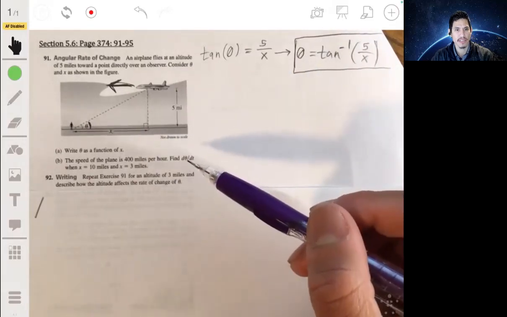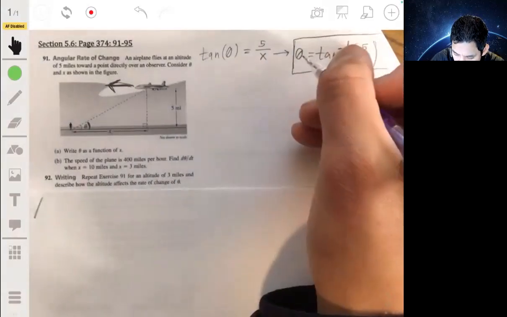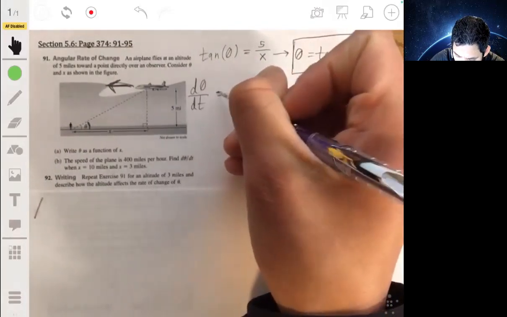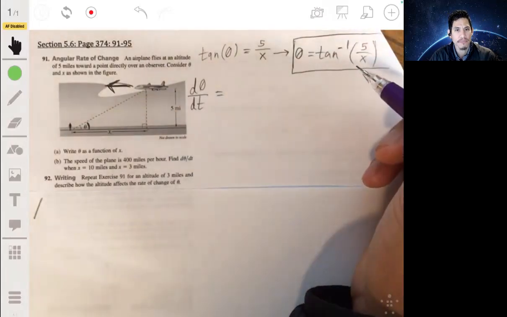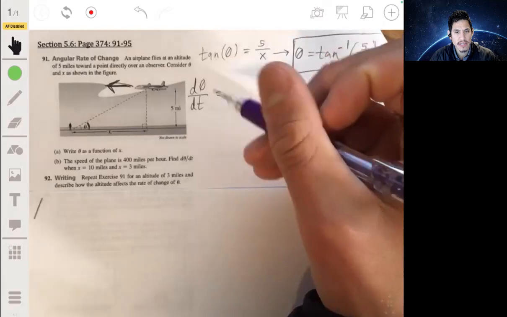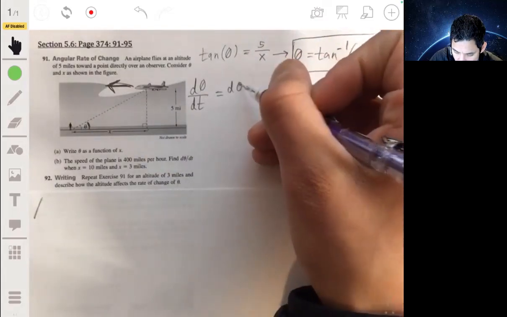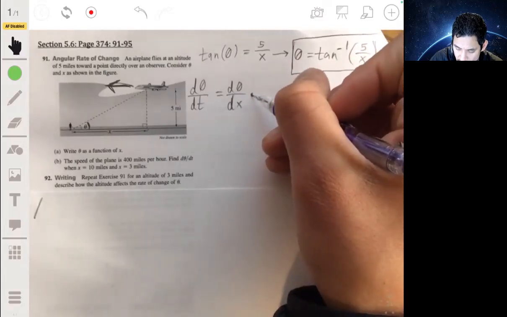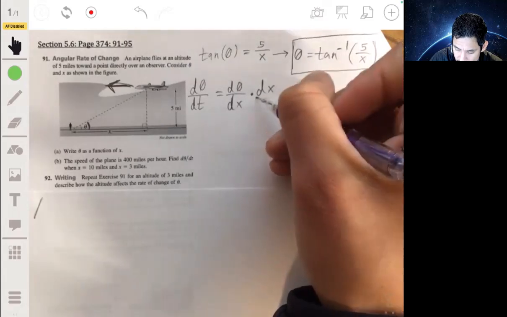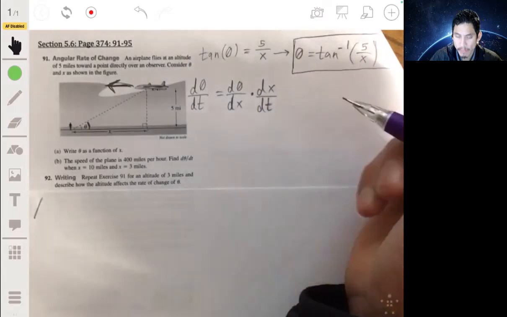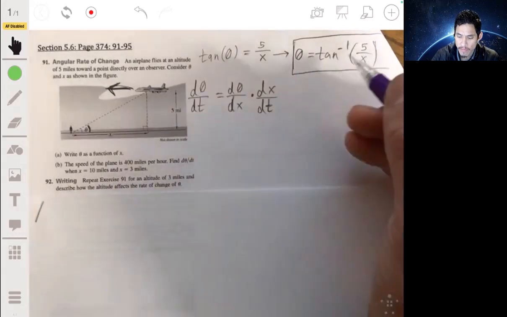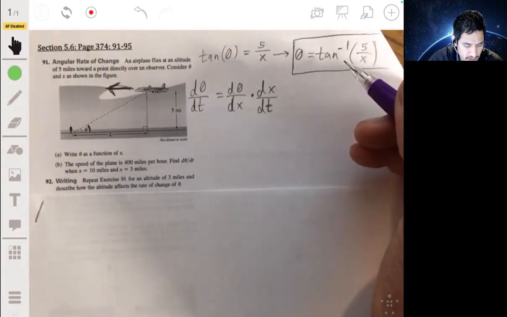Now we've got to find d theta dt. So we want to find the change in the angle with respect to time. So d theta dt. And this is going to involve the chain rule, because d theta dt will be d theta dx, the derivative with respect to x, but times dx dt. So let's first find d theta dx by basically using the derivative of the inverse tangent.